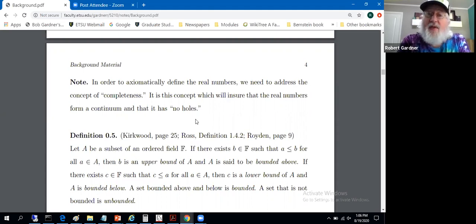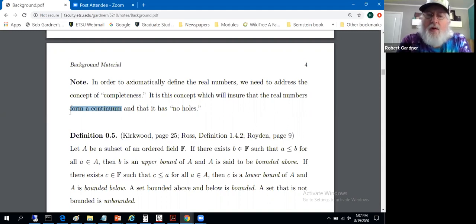But back to our definition of the real numbers. The real numbers form a continuum. And we need some way to say that. The rational numbers, they don't form a continuum. There's holes in the rational numbers. There's holes in the algebraic numbers. They don't include the transcendental numbers, for example. There's holes in the rational numbers algebraically extended by the square root of 2 and the square root of 3. They don't include the square root of 5, for example.